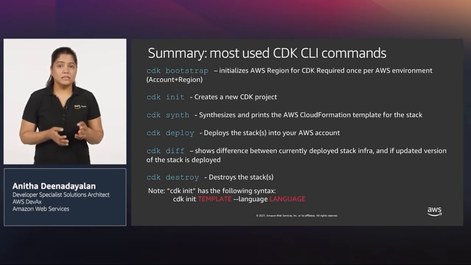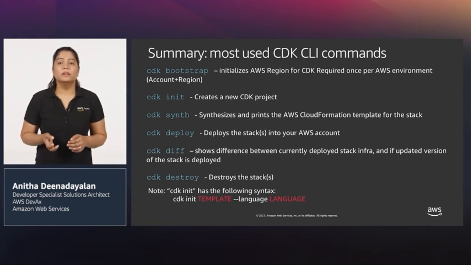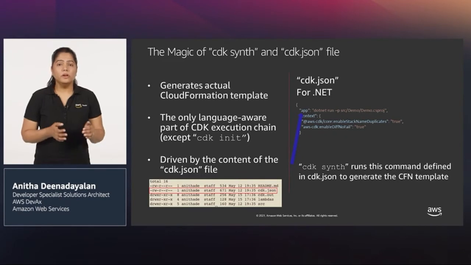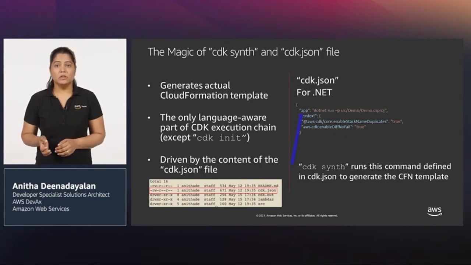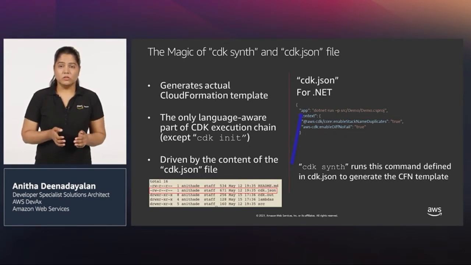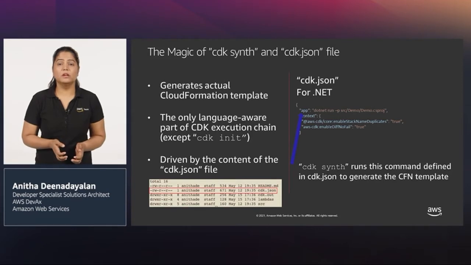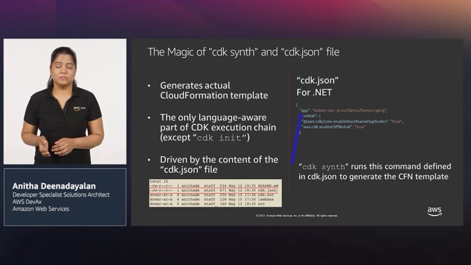CDK synth synthesizes and prints the CloudFormation template on your terminal. CDK deploy will deploy the stack, and CDK destroy will remove the created resources. In the root directory of the CDK application, you will be able to see the cdk.json file. CDK synth runs the .NET run command to generate the CloudFormation template. Please note, all the CDK commands should be run from the folder where the cdk.json file resides.